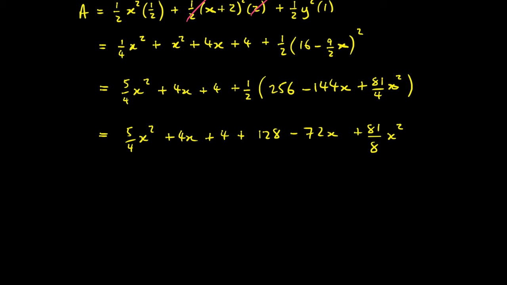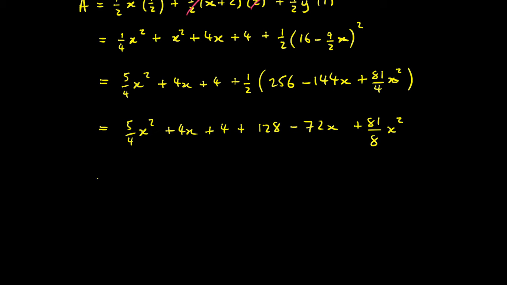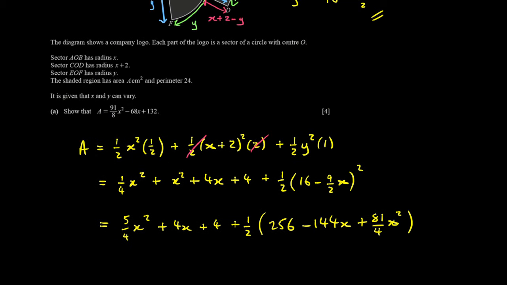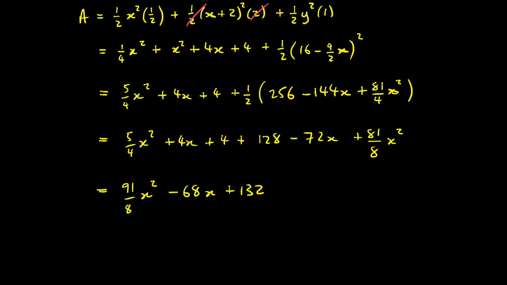Okay, then, well, let's combine the terms. 5 upon 4x squared is the same as 10 upon 8x squared. So if I add that to 81 upon 8, that's 91 upon 8x squared. 4x minus 72x is minus 68x. And 4 plus 128 is 132. Now, hopefully that should match up with what we're told in the question, which it does. Okay, so that's the answer there to part A.